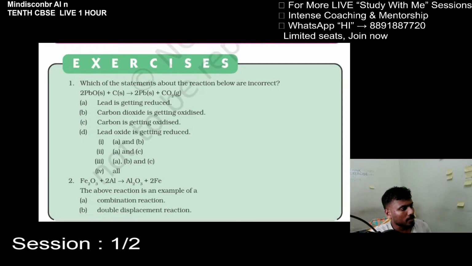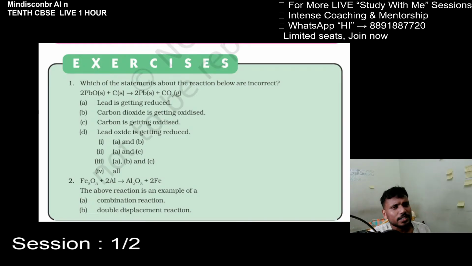First question: which of the statements about the reaction below are incorrect? The reaction given is 2 PbO plus carbon gives 2 Pb plus carbon dioxide. You need to identify which statements about oxidation and reduction are incorrect. In the options: A, lead is getting reduced; B, carbon dioxide is getting oxidized; C, carbon is getting oxidized; D, lead oxide is getting reduced.